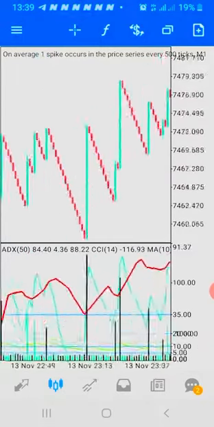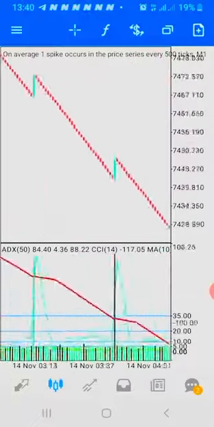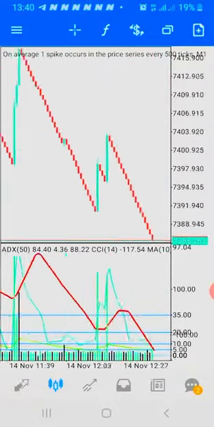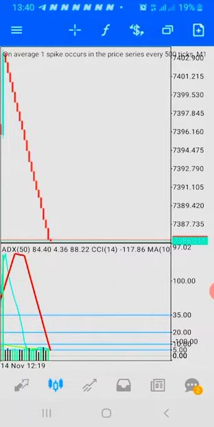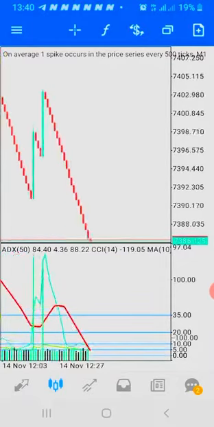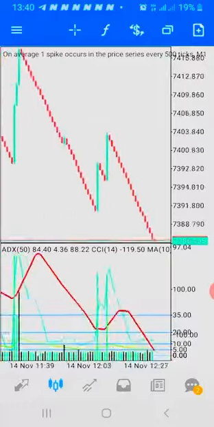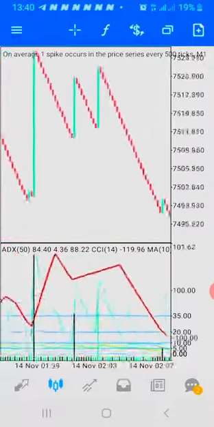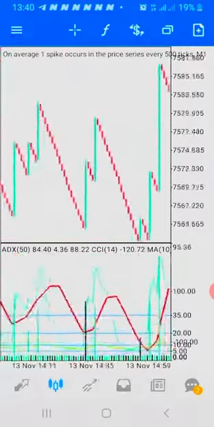So this strategy works well. Just use it well. Avoid risk. We are still waiting for this one. You can see the crossing just started, though it has not been finalized. But we are going to get the spike. I'm expecting the spike. Yeah, so this is how this strategy works.